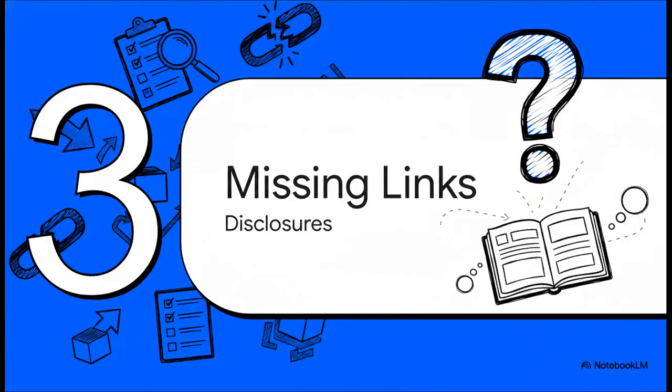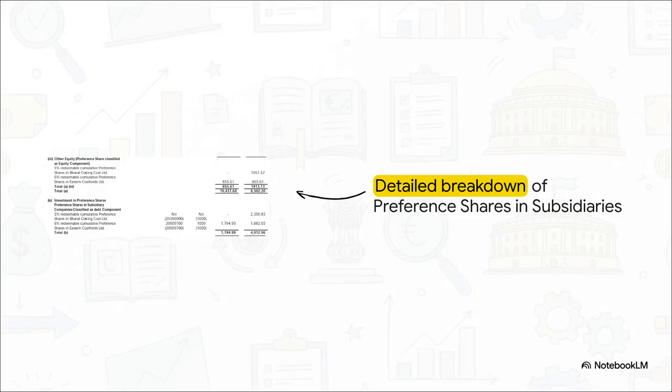Moving on to Section 3, missing links, disclosures, and cross-referencing. So if we look at this detailed breakdown of the preference shares in their subsidiaries, we hit another glaring omission. When an entity has a day one difference, that gap between the fair value on initial measurement and the actual transaction price, paragraph 28 of Ind AS 107 requires some very specific disclosures. This includes showing the aggregate difference yet to be recognized in profit or loss.